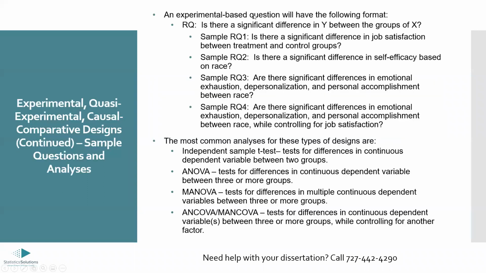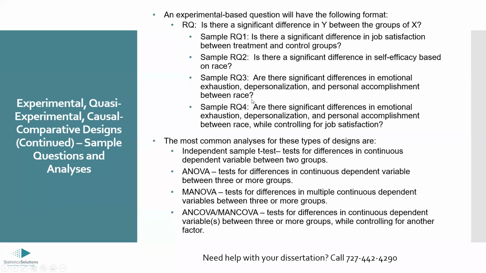Okay, so an experimental-based question is going to have this format. Is there a significant difference in your dependent variable between the groups of your independent variable? Notice that our X and Y have shifted, so our dependent is listed first and our independent is listed second.